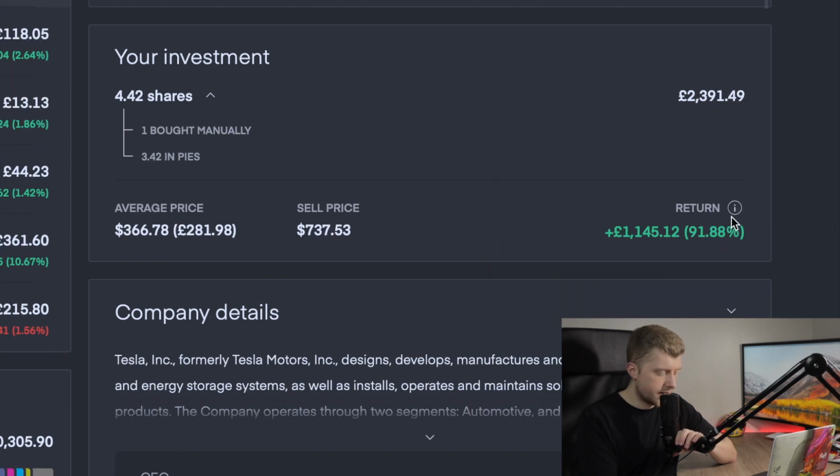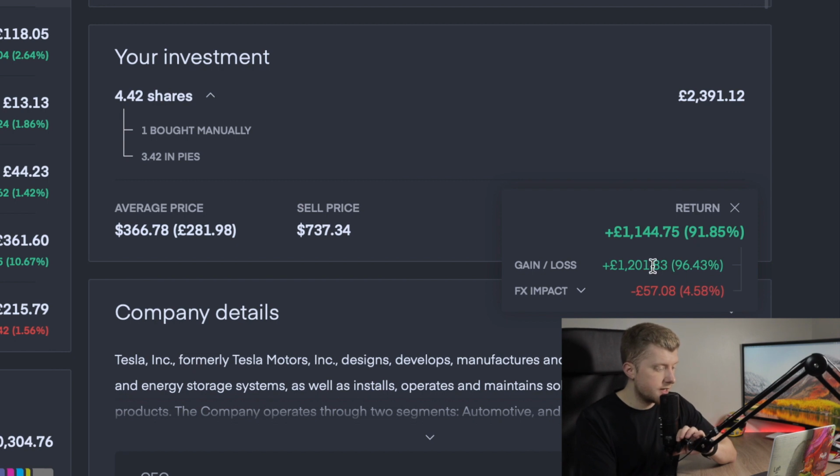And finally, the very same goes for Tesla. The stock is actually up 96.45%. However, the FX impact, I've actually lost 4.5%, or the equivalent of £57. Now that's quite a substantial amount when you look at the actual percentage return figure, and even when you look at the pound amount figure too, it's the equivalent of a couple of £100.